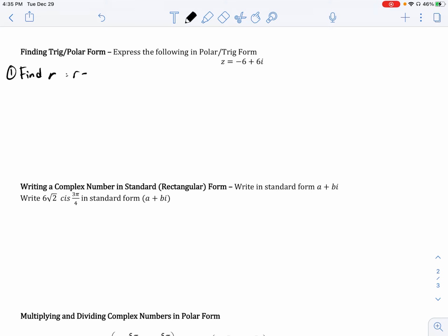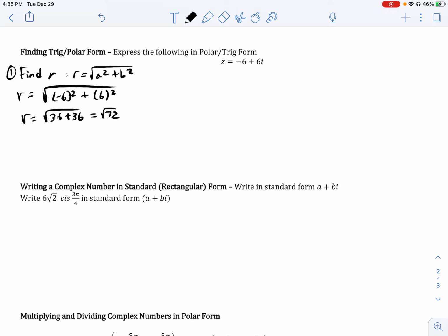Let's find that distance. Remember, r is equal to the distance from the origin. It's our magnitude. So in this case, what is our r? Our a value is -6, so we have -6 squared plus our b value, which is 6 squared. So r is equal to the square root of 36 plus 36. That gives us the square root of 72.